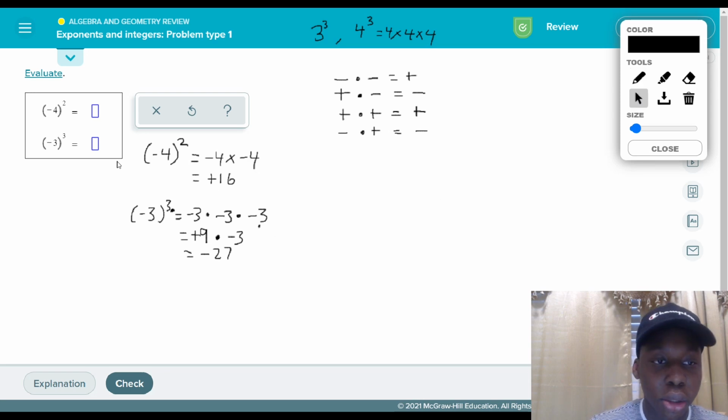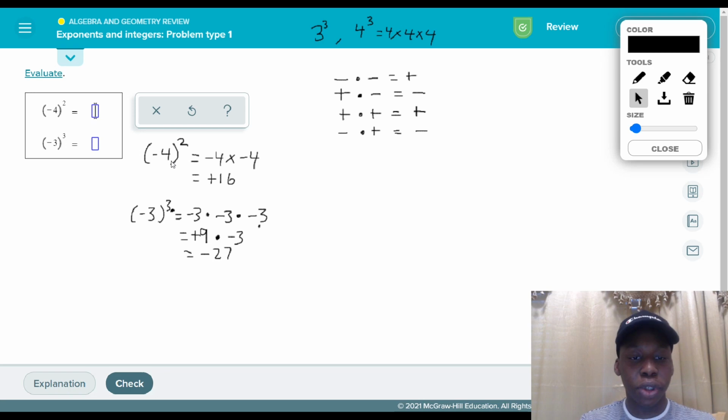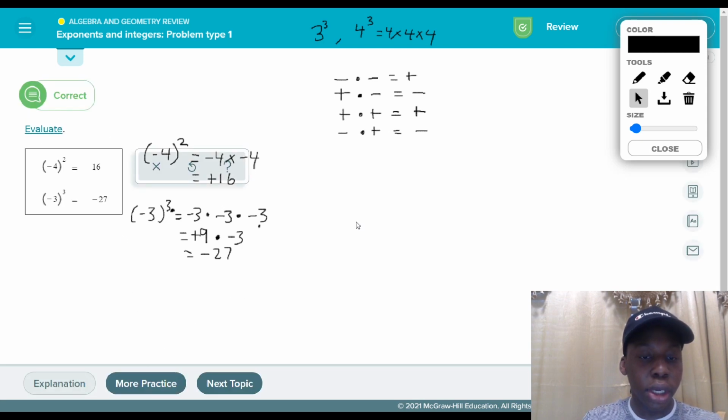Okay, so let me put that down. We already got the answer for the first one, that was 16. The second one was minus 27. And it doesn't really matter if you put the positive sign up there, as long as the sign is positive. But most people prefer to just leave the numbers as they are, as long as the sign in front is positive.